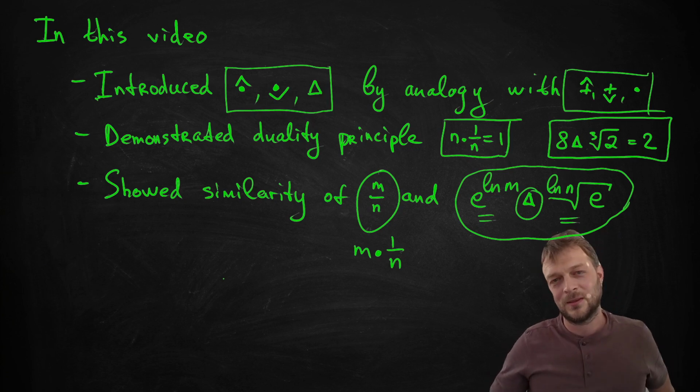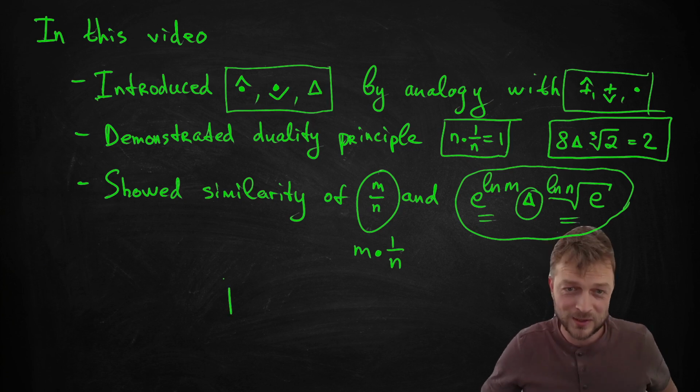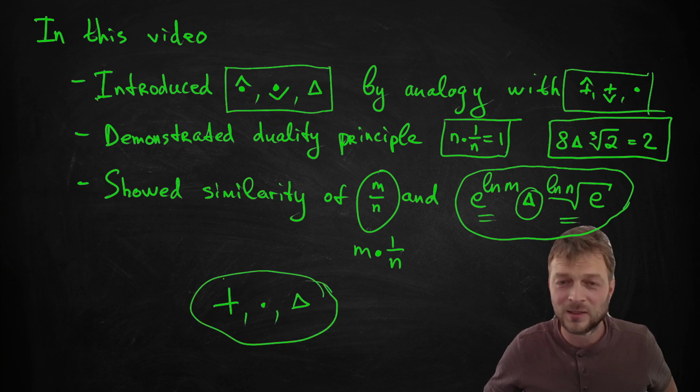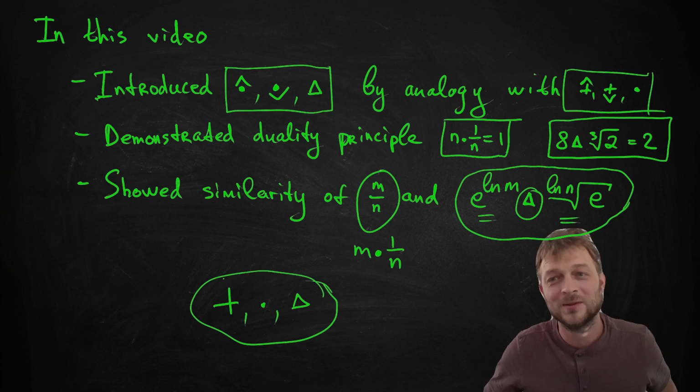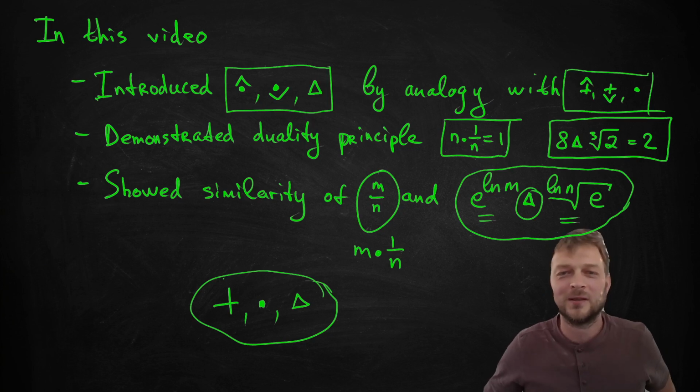I also want to mention that plus, multiply, triangle looks like a more complete set of operations to handle numbers, fractions, like rational numbers and irrational numbers in a more consistent way. So there are a lot of things we can do starting from this.